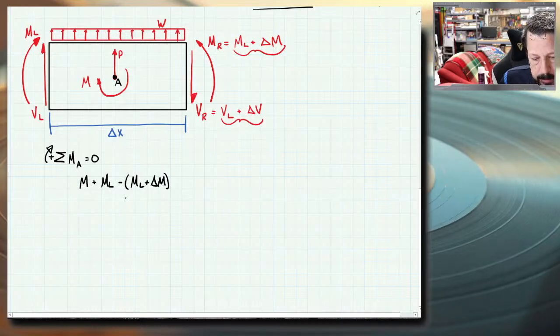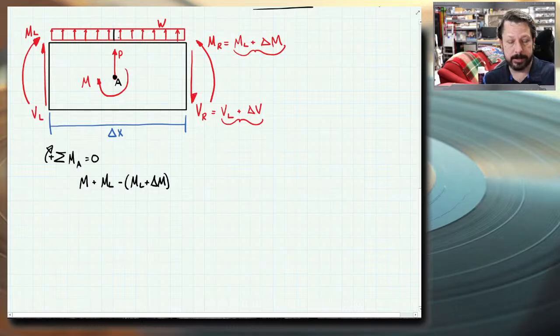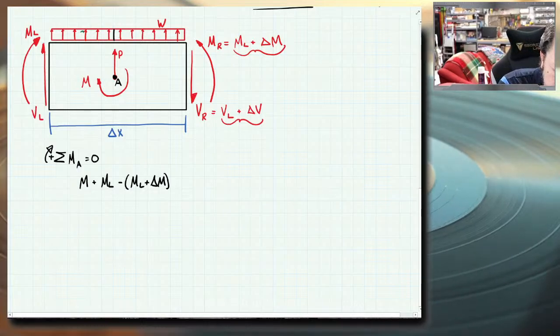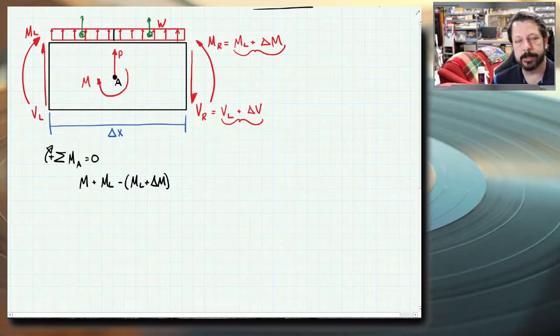P does not create a moment about point A, it's applied right to it. The distributed load is a little trickier. Now it's really easy the way I drew it. The way I drew it, you kind of have two halves of this distributed load, and it's obvious that this and this would just cancel each other out. So you wouldn't have to worry about it.